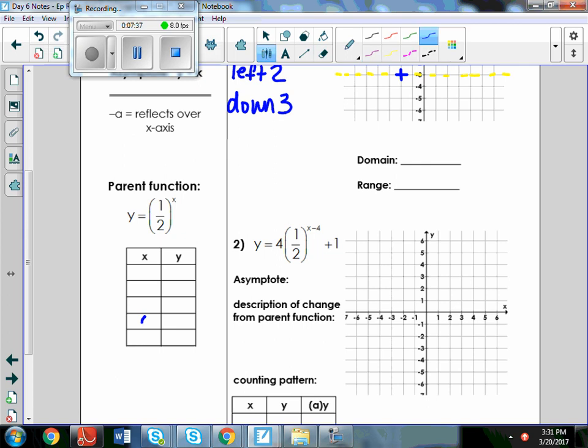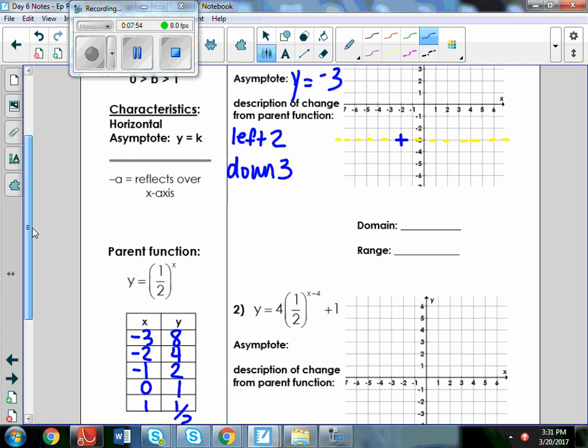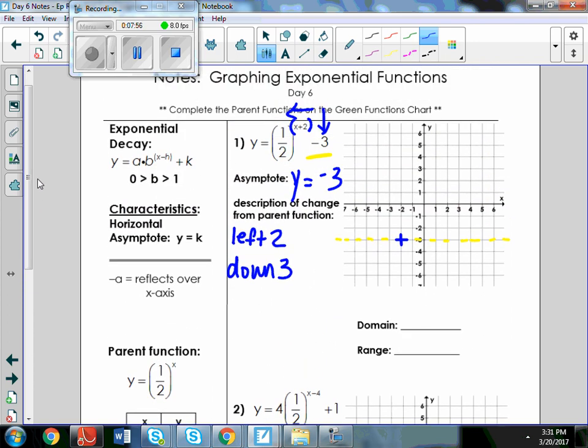It's almost better to put the 0 down here. 0, 1, 1, 1/2. And then -1 is 2, and -2 is 4, and -3 is 8. Those are easier numbers to graph. Those aren't actual points, but that's my counting pattern that I'm going to use when I graph this. So power of 0, up 1, power of 1, 1/2, power of 2, 1/4, 1/8.